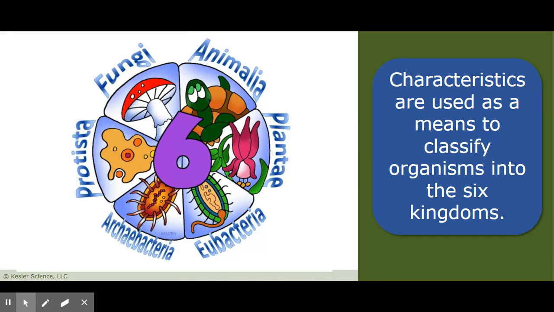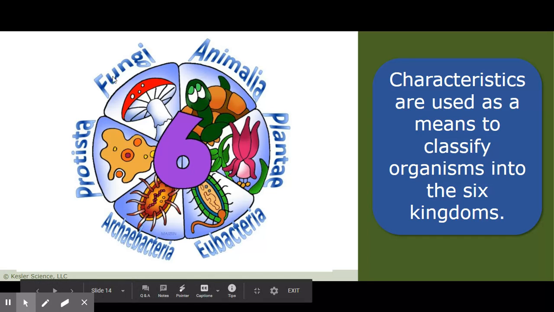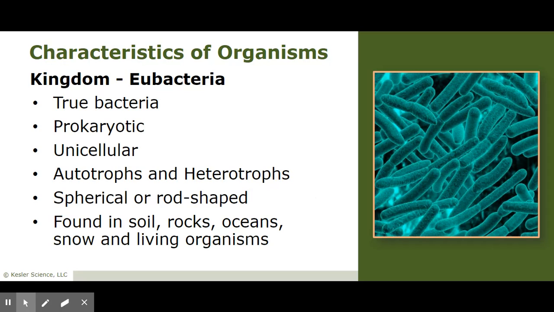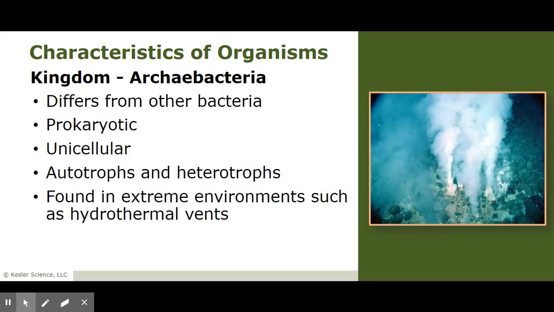Characteristics are used as a means to classify organisms into 6 kingdoms. We have the protozoa, the fungi, the animal, the plantae, the eubacteria, and the archaeobacteria. The kingdom of the eubacteria is true bacteria, is prokaryotic, meaning that it does not have a nucleus membrane. It's unicellular. It's found in autotrophs and heterotrophs. It's spherical and rod-shaped. It's found in soil, rocks, ocean, snow, and living animals.